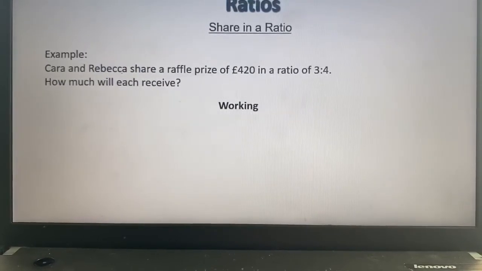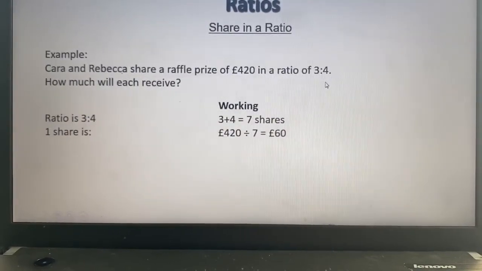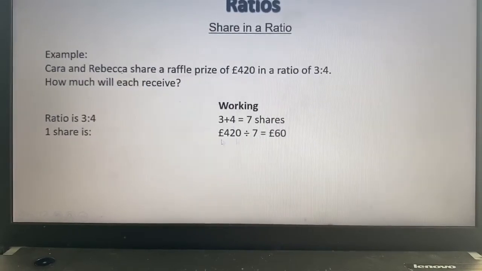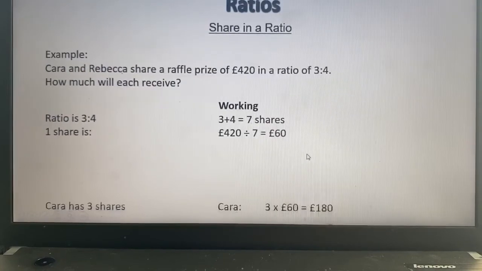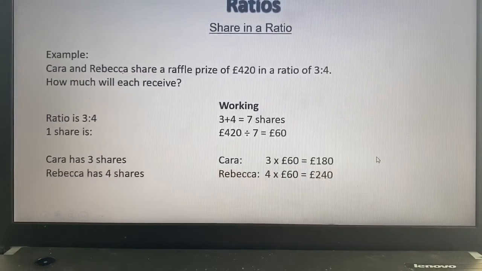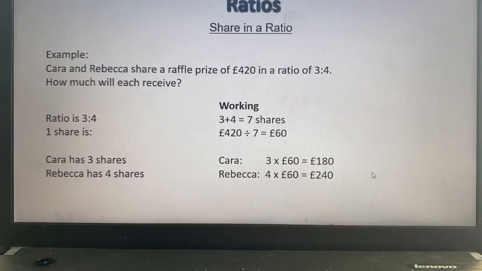And the way we do that is thinking about how many shares there are in total. If it's a ratio of 3 to 4, then there are 7 shares in total. So we add our ratio to get our 7 shares, which means we can work out how much 1 share is. So we take our £420 and divide it by 7 to get £60. And then this £60 is 1 share. Cara has 3 of those and Rebecca has 4 of those. So 3 shares is 3 times £60, which is £180 for Cara. And 4 shares is 4 times £60, which is £240 for Rebecca.